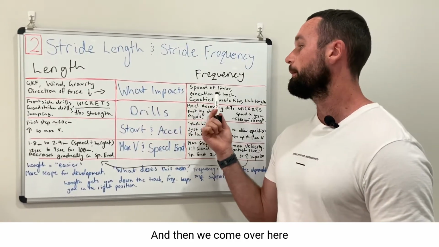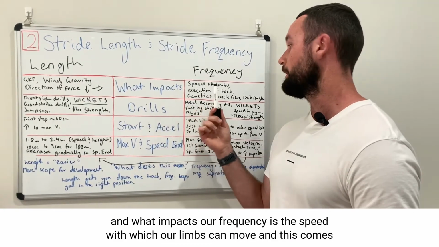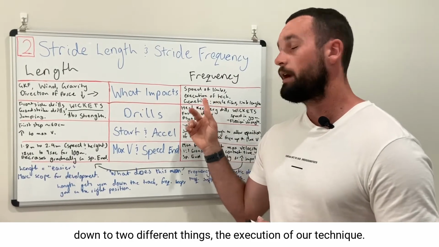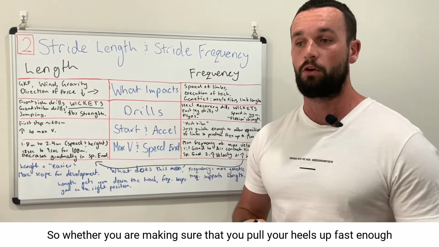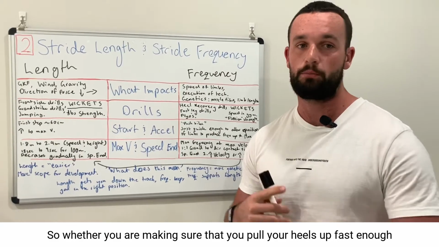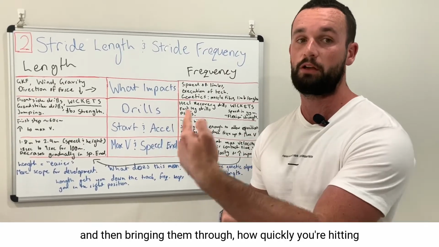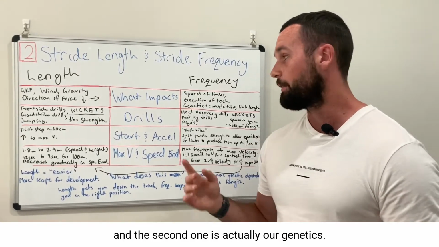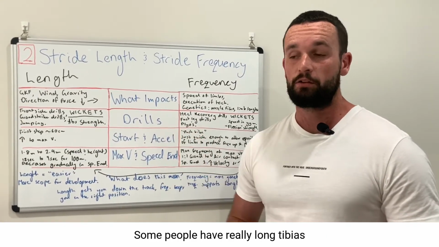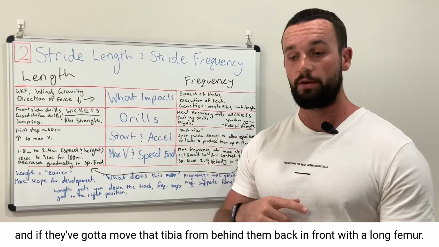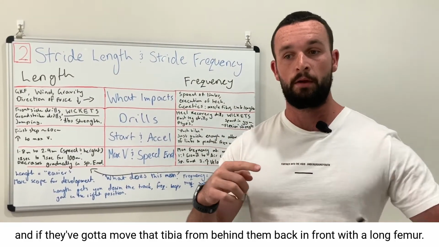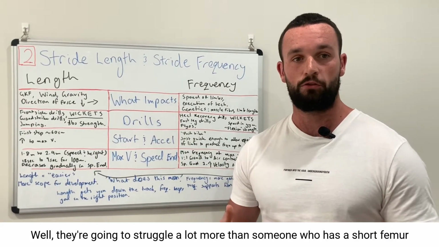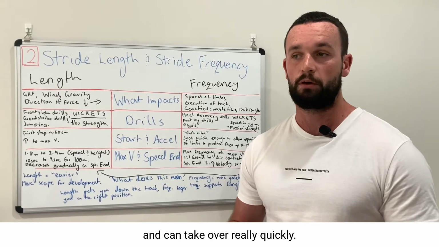And then we come over here, and what impacts our frequency is the speed with which our limbs can move, and this comes down to 2 different things. The execution of our technique, so whether you are making sure that you pull your heels up fast enough and then bringing them through, how quickly you're hitting the ground, where you're striking the ground, and the second one is actually our genetics. Some people have really long tibias, and if they've got to move that tibia from behind them back in front with a long femur, well, they're going to struggle a lot more than someone who has a short tibia and can tick over really quickly.